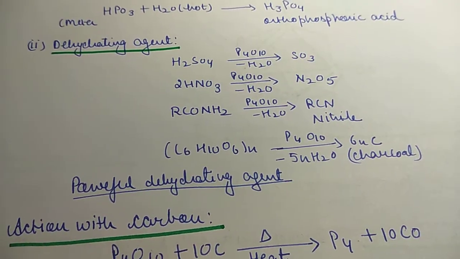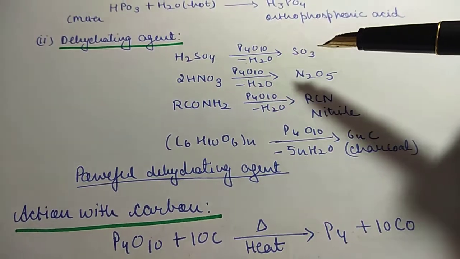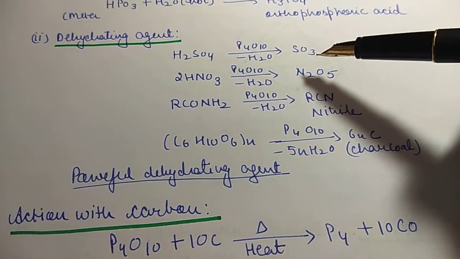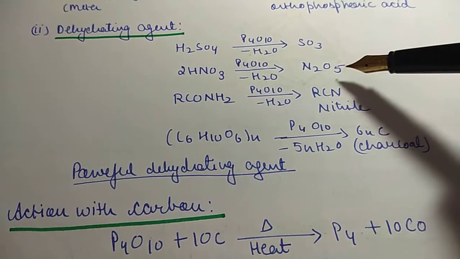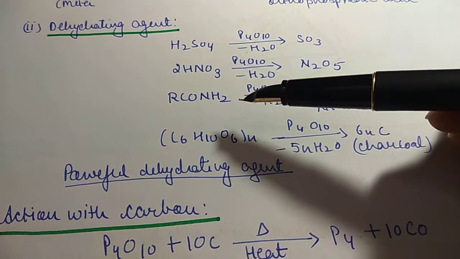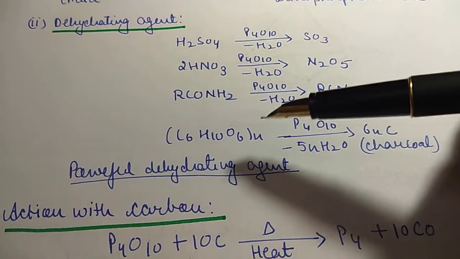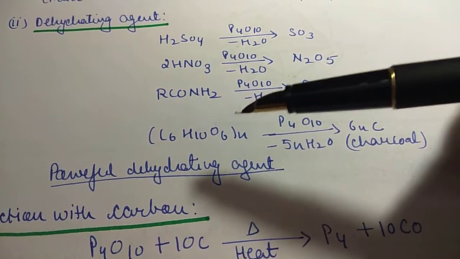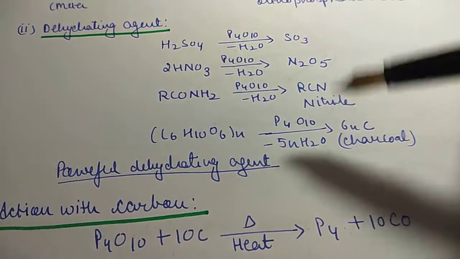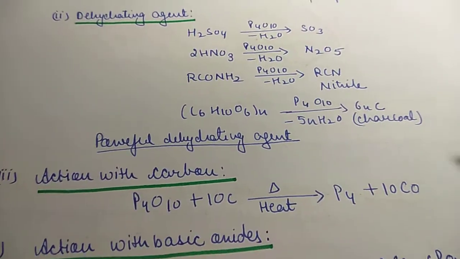Then it is a dehydrating agent. P4O10 is a very strong dehydrating agent. It dehydrates sulfuric acid to sulfur trioxide. It dehydrates HNO3 to N2O5. It dehydrates RCONH2 to RCN, nitrile. Then it dehydrates C6H10O6 to charcoal. So it is a very powerful dehydrating agent.